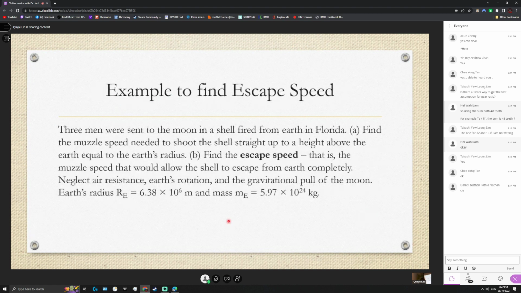Okay, so we just look straight away at an example, then we can find the equation for that escape velocity. Three men were sent to the moon in a shell fired from Earth in Florida. Part A, find the muzzle speed needed to shoot the shell straight up to a height above the Earth equal to the Earth radius. Part B, find the escape speed. That is, the muzzle speed that will allow the shell to escape from Earth completely. Neglect air resistance, Earth rotation, and gravitational pull of the moon. Earth radius, they tell you, is this. Mass of Earth, they tell you, is this.